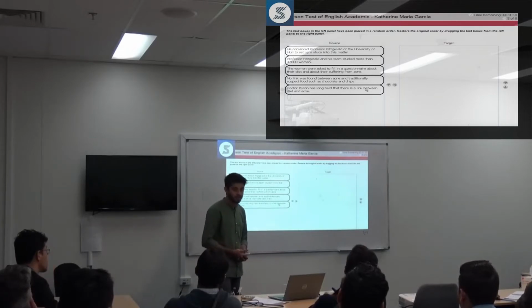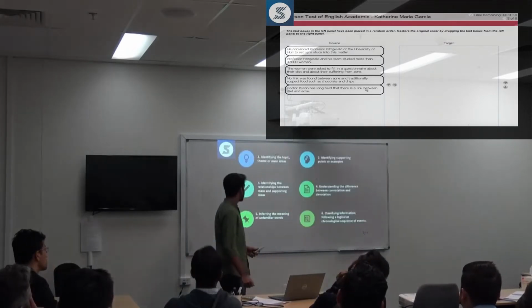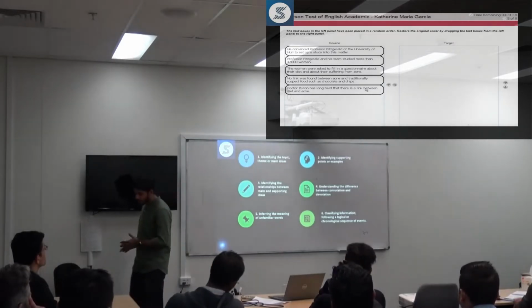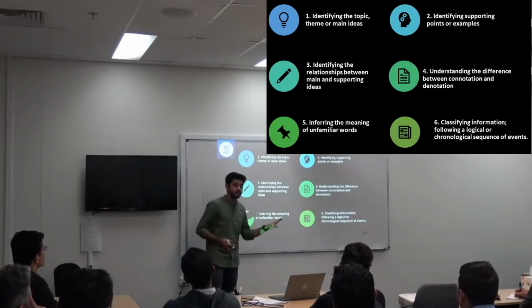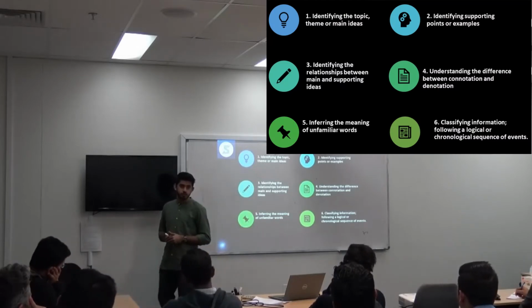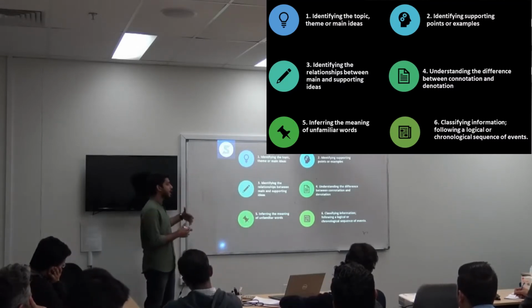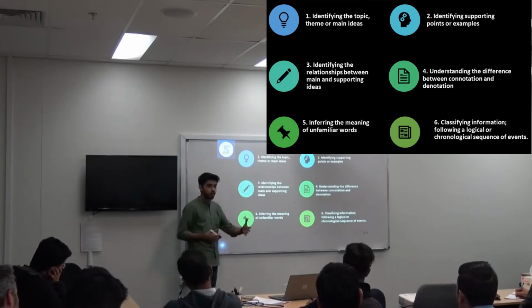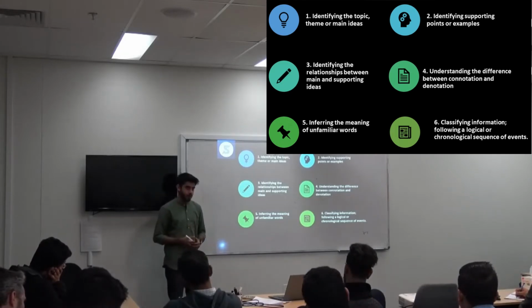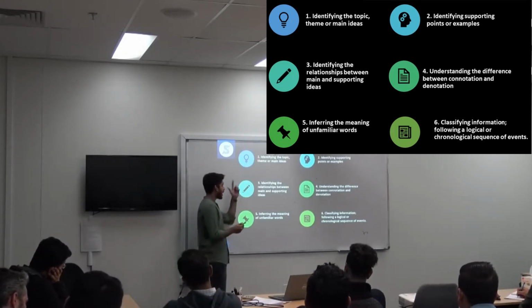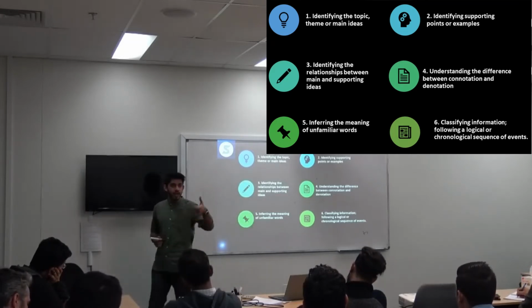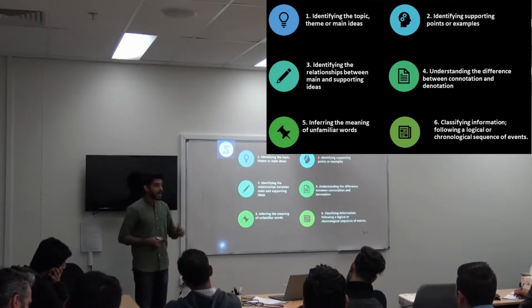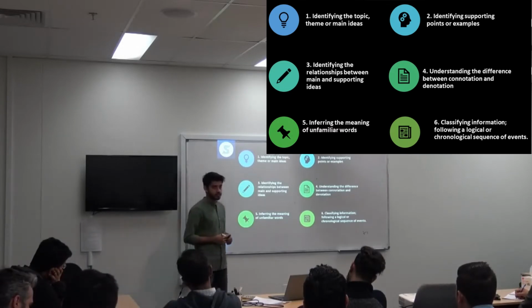That's the thing. Now, before going to the strategies part, I want to discuss some skills, the 6 skills that Pearson wants a student to develop. They want a student to have these 6 skills to solve reorder paragraphs. What are those 6 skills? Number 1, identifying the topic. When I give you a question, you should be able to identify the topic, the theme of the question.